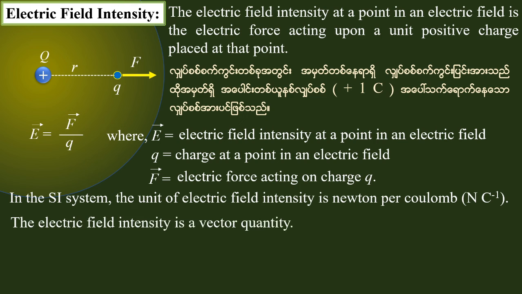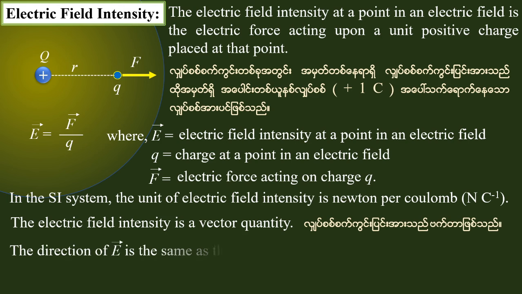Now note that electric field intensity is a vector quantity. It has both magnitude and direction. In the definition, the electric force acting on a unit positive charge gives the field.